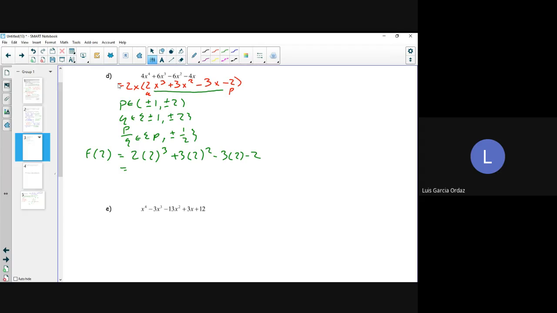So 2 times 2 to the power of 3 gives us 16. Plus 3 times 2 squared gives us 12. Minus 6 minus 2. Does that give us 0? No. Can you plug it into the original equation, or do you have to do it into the factor? You can plug it into the original.